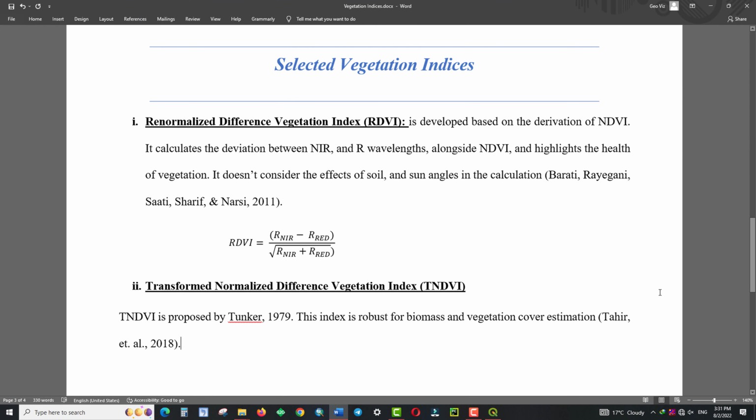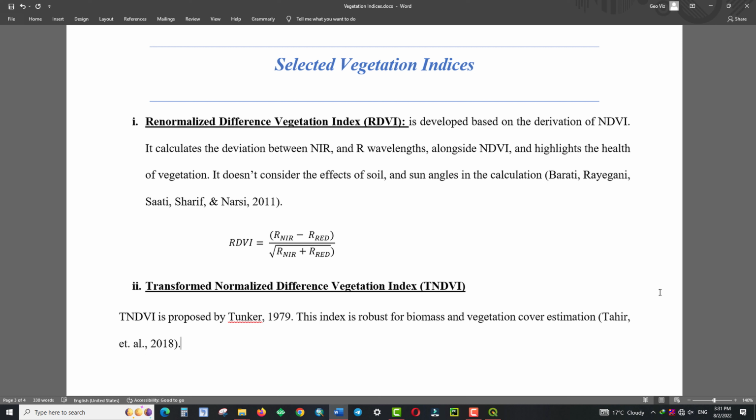indices. 1. Renormalized Difference Vegetation Index, RDVI, is developed based on the derivation of NDVI. It calculates the deviation between near-infrared and red wavelengths, alongside NDVI, and highlights the health of vegetation. It doesn't consider the effects of soil and sun angles in the calculation. It uses the following formula.